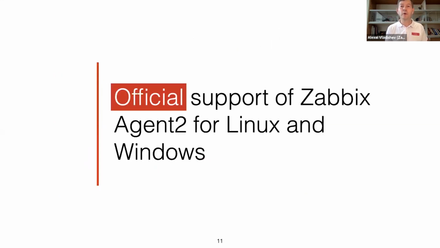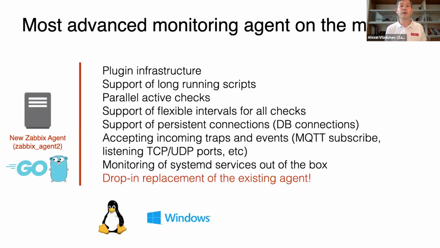So Zabbix 5.0 came with official support of Zabbix Agent 2. This is our new agent for Linux and Windows platforms. I believe these are the 2 most important platforms on the market right now. And I also believe that the new Zabbix agent is one of the most advanced and sophisticated monitoring agents on the market. It supports plugin infrastructure, supports push and pull data collections. It's all made in parallel.